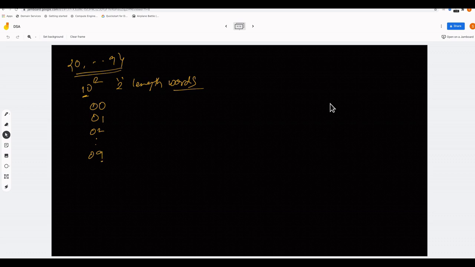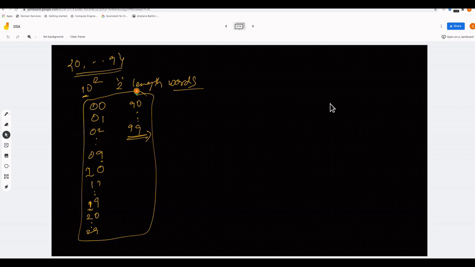Once you can no more have 0 in the first place, you have to start with 1, and again I start with the minimal element on the right side. So 1, 0, 1, 1, and so on, 1, 9. Now I cannot have 1 anymore, so it will be 2, 0, and so on, 2, 9. I'll go to 9, 0 and 9, 9, of course, and this is the end of my 2-digit words, 2-length words. And this is our number system, at the end of the day. Okay, that's all I wanted to say.